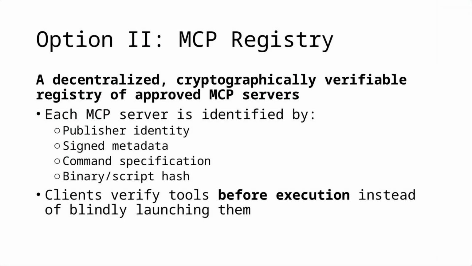So the second option we had is an MCP registry idea. That brings us to a more structural idea. Instead of trusting local configuration blindly, we could have a decentralized registry of approved MCP servers. Each server would be identified by a publisher identity, signed metadata, expected command, and a cryptographic hash of the implementation. And then clients could verify tools before launching them.